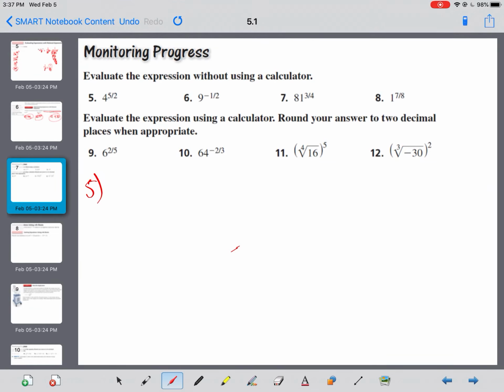Let's look at number 5. 4 to the 5 halves is 4 to the 1/2 to the 5th. 4 to the 1/2, which is the square root of 4, is 2. And 2 to the 5th is 32.